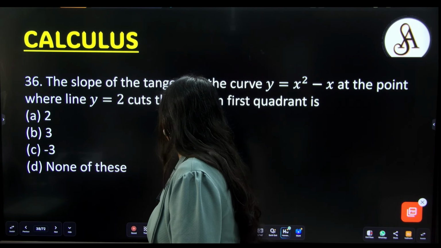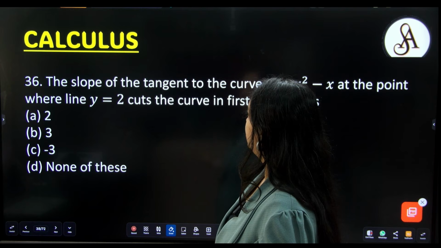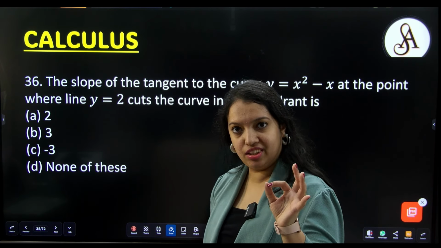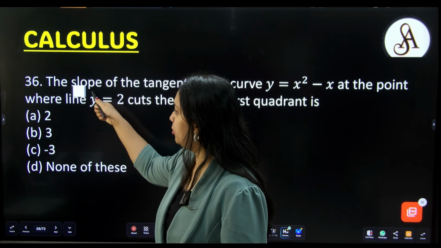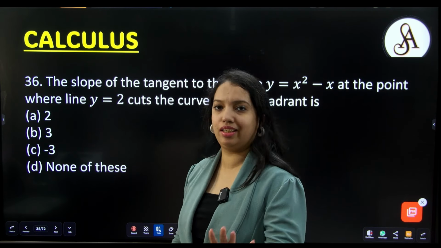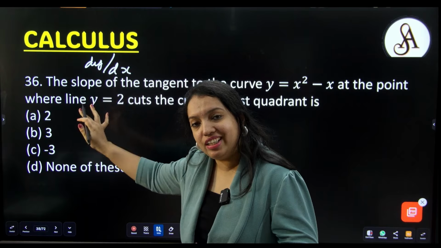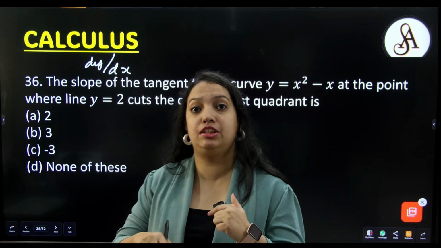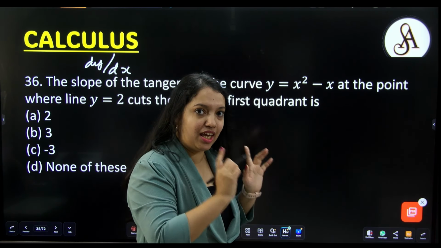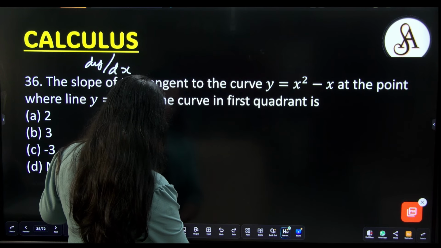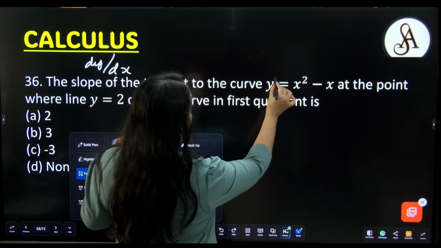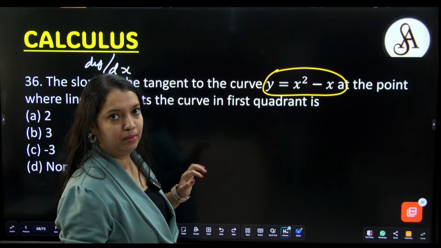Calculus question. They are asking you to find the slope of the tangent. Whenever they ask any question about slope, point number 1: this question is from derivative. You need to find dy by dx. But to find this derivative dy by dx, first you need to solve for x from the equation that they give. So what is the equation given in the question? Let's take this: y is equal to x square minus x.